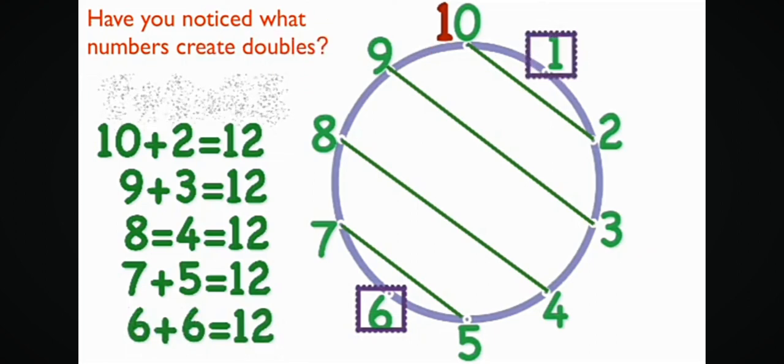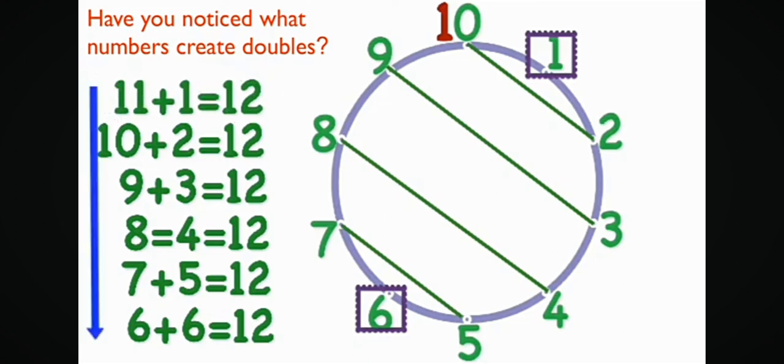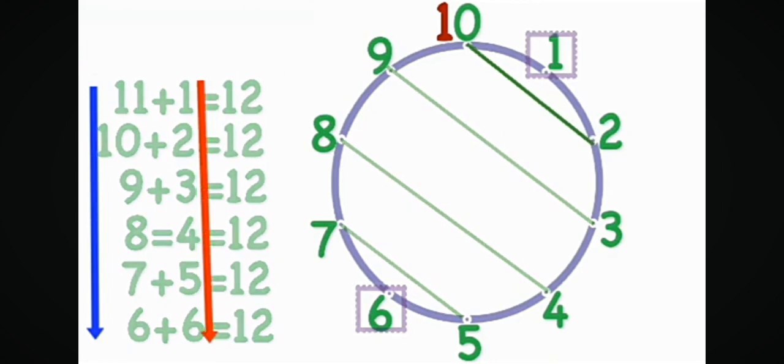Here we go. 1 plus what number equals 12? It's actually 11, which ends in a 1. So we can just put that in and put 11 plus 1. And notice if you go down the left side, 11, 10, 9, 8, 7, 6, all getting one smaller. And on the right of that equation are 1, 2, 3, 4, 5, 6, all getting one bigger. There's a pattern for you.